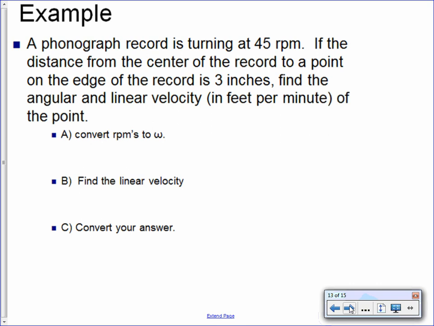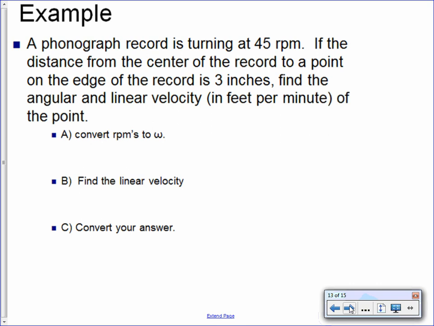A phonograph record. What's a phonograph record? Anybody know? Okay, it's a record, and it has like that big horn looking thing coming out of it as its speaker. We all know what a record is, though, right? Okay. So we have a record turning at 45 RPMs. If the distance from the center of the record to a point on the edge is 3 inches, what did they just give you? Radius. Find the angular and linear velocity in feet per minute of the point.